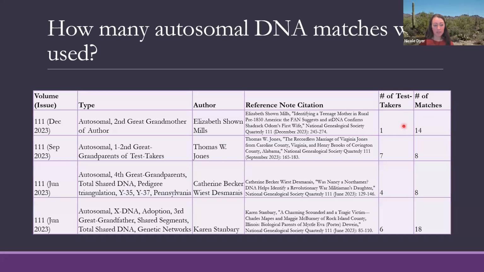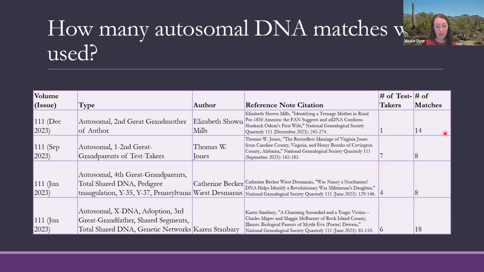So for the last 4 articles that came out in 2023 that included autosomal DNA, the first one was by Elizabeth Schoen Mills about identifying a teenage mother in rural pre-1850 America, where she used the fan club methodology to suggest the name of Shadrach Odom's first wife, and then she used autosomal DNA matches only to herself. She found 14 matches that were helpful, and she actually had 2 groups of matches that she used. The first group descended from the family of Shadrach Odom's first wife that she had hypothesized. And then she went back 2 more generations and found an additional set of matches that came from that woman's grandparents.